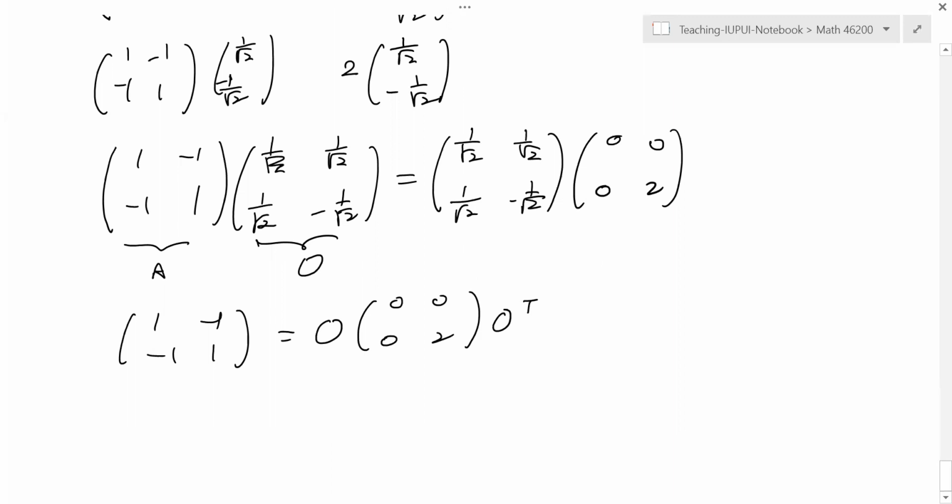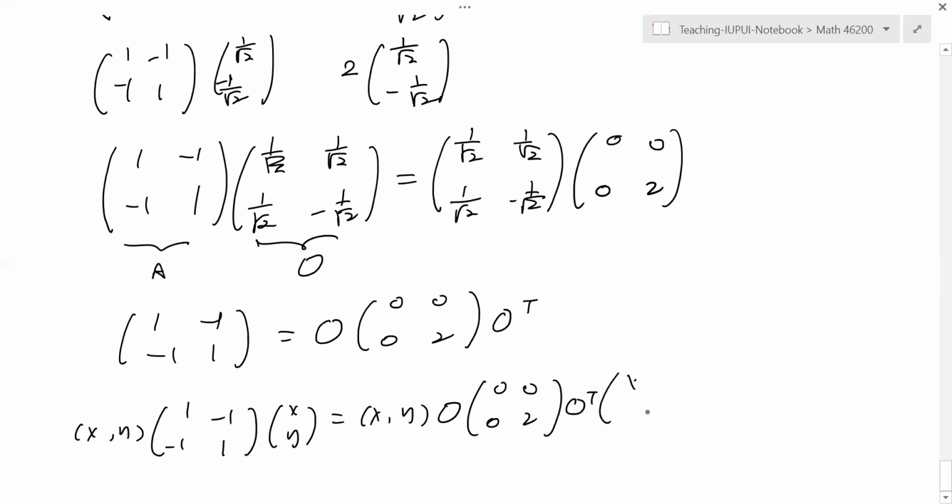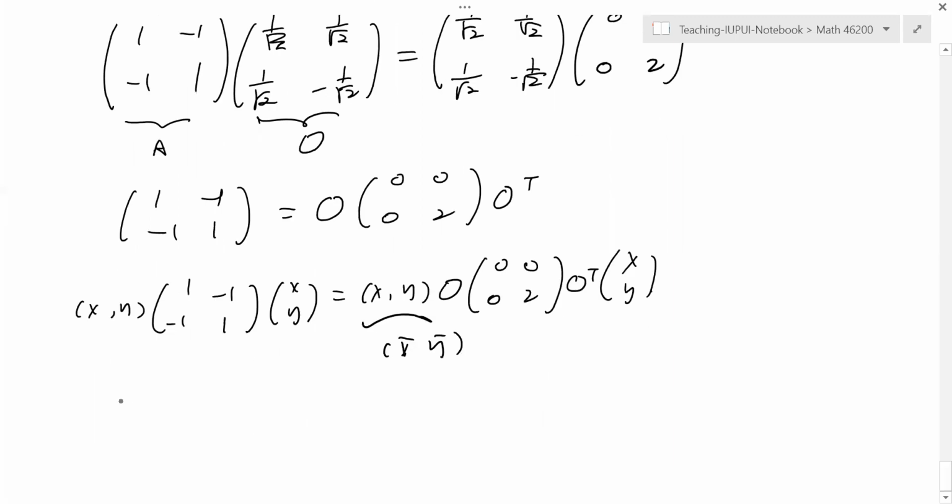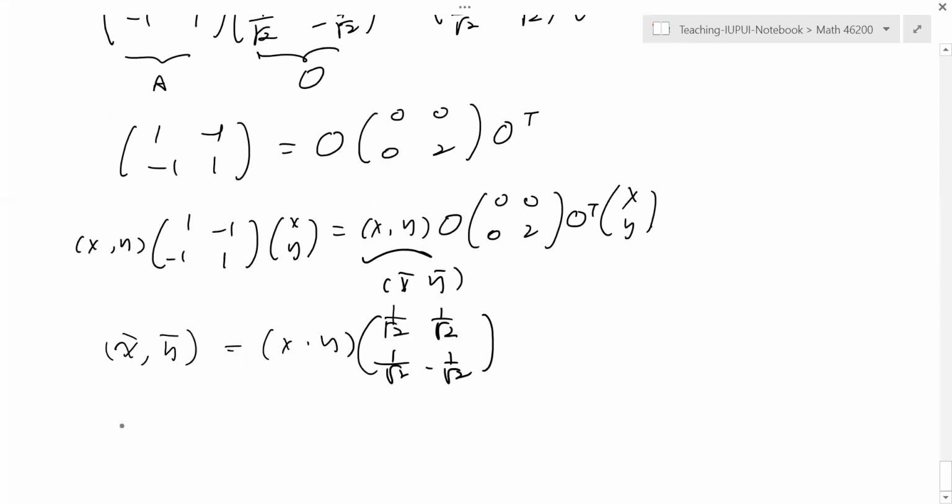All right, then clearly, if you put the x, y on both sides, don't worry about z. And this one, negative 1, positive 1 here, and here x, y. So clearly, this is going to be x bar, y bar, so you can write down the transformation. So x bar, y bar is going to be O prime times x, y. Okay, so let's multiply this out.